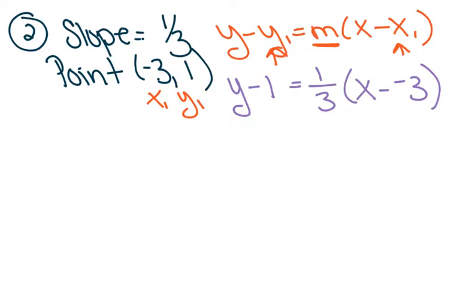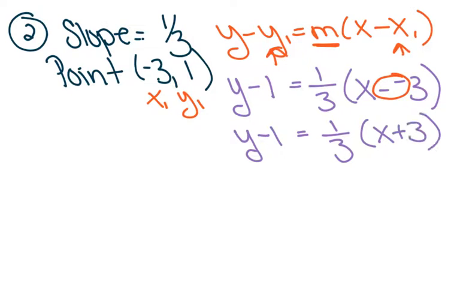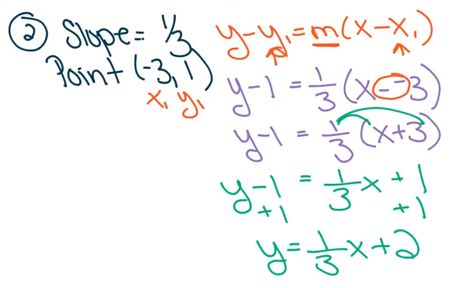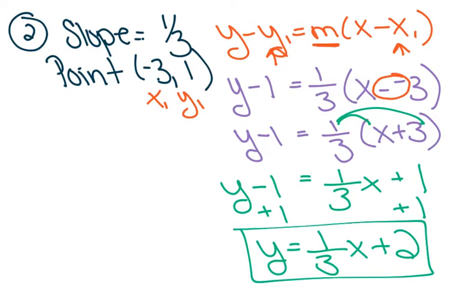Okay, I like to fix this right off the bat, so rewriting this, I'd have y minus 1 is equal to 1/3. That's going to read x plus 3. I'm going to use my distributive property, which will give me 1/3 x, and 1/3 times 3 is just 1. And then last but not least, we got to get that y by itself, so I'm going to add the 1, and this gives me y equals 1/3 x plus 2.